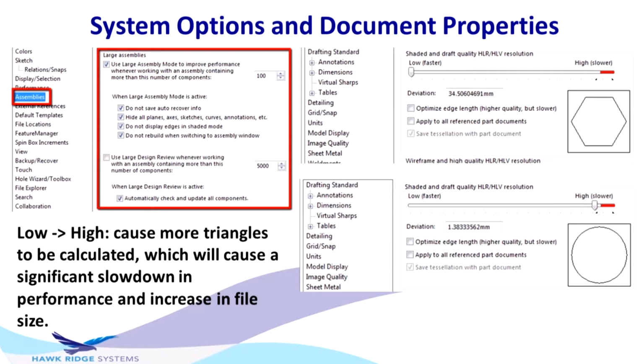And as you're going from low to high, you're just causing more graphics triangles to be calculated. I'll talk about that when we do assembly visualization. But essentially, it'll cause a significant slowdown in your performance, and it'll also increase your file size as well. Okay.